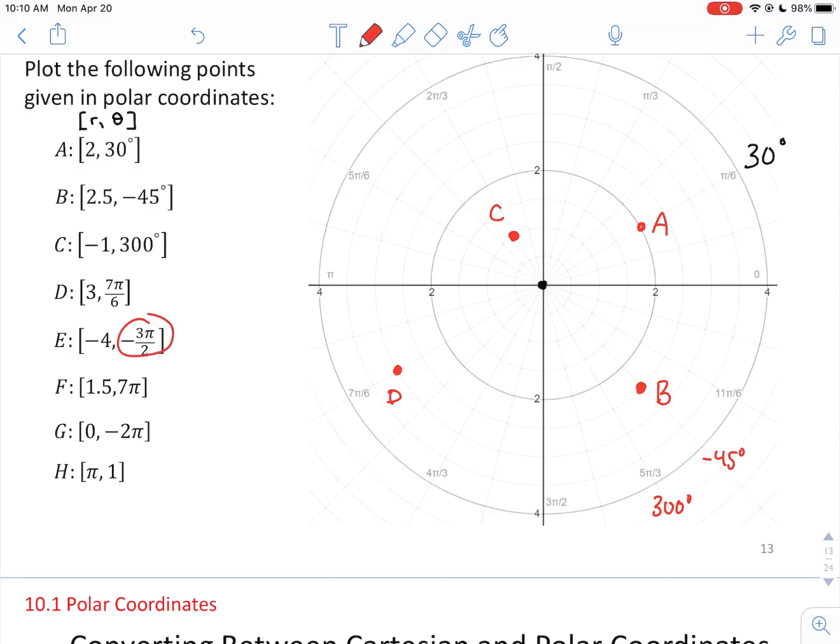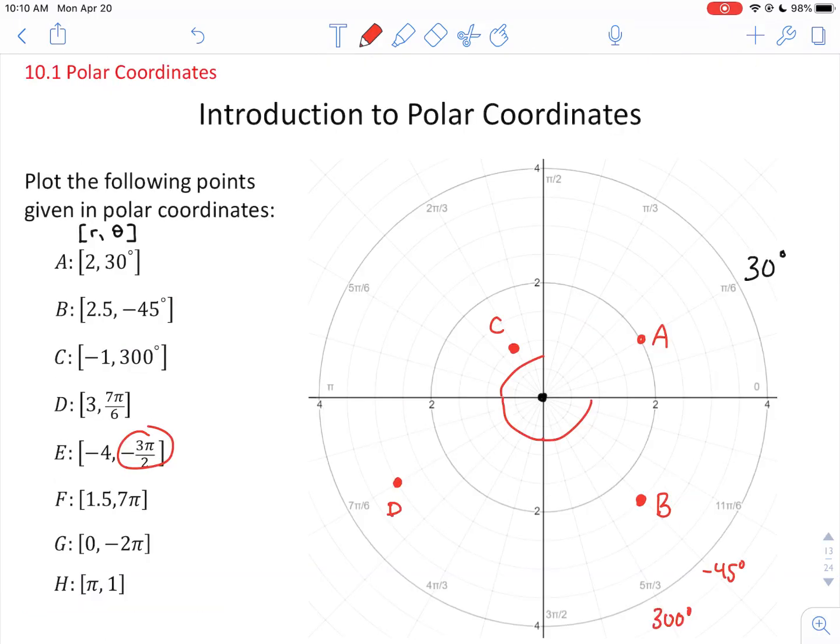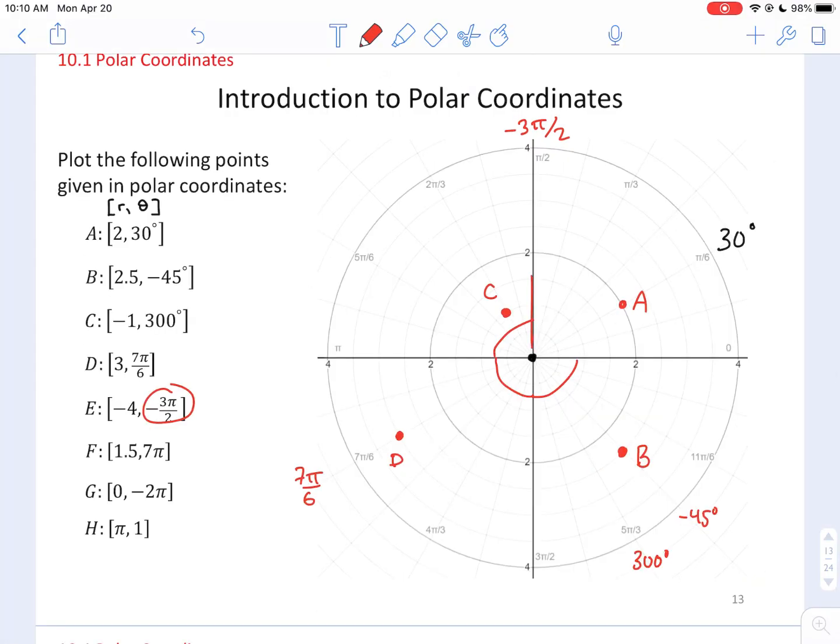Point E, go negative 3 pi halves, but then do a negative 4 radius. Focus first on this negative angle. So here's negative pi halves, negative pi, and negative 3 pi halves. So negative 3 pi halves is actually pointing up this way. But instead of going out 4 units all the way out to here, we go the opposite direction. So we're actually going to go down with this point, not up, even though the angle is having us look up. And we go the opposite direction this way, 4 units, until we get to a point. It's point E.